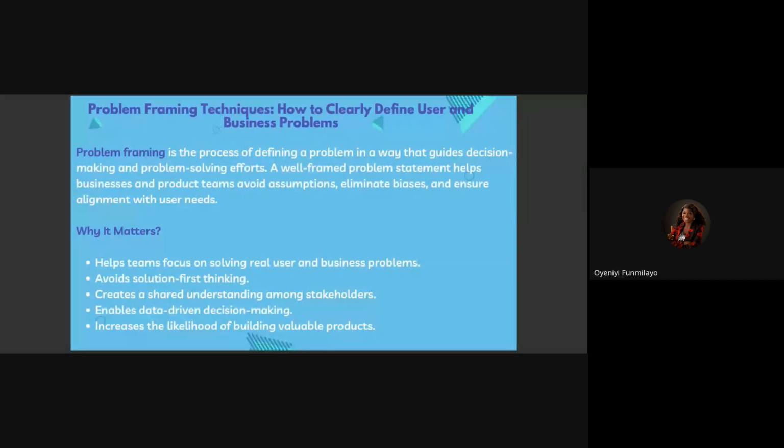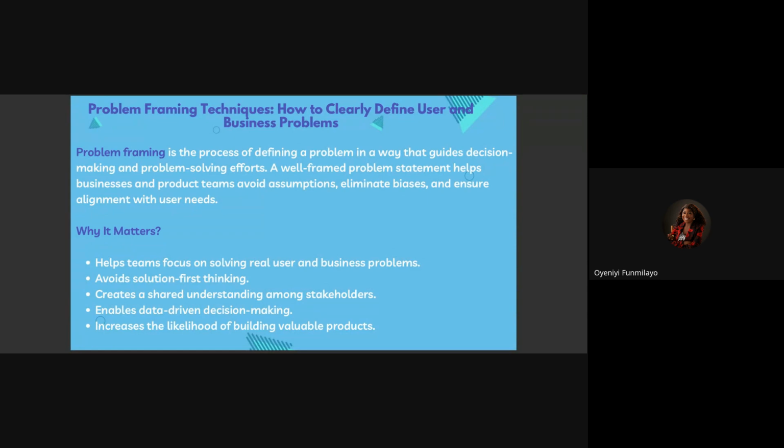So why problem framing matters is that it will help us avoid solution-first thinking, because that's not really a good approach, right? It's very important to focus first on the problem before you start coming up with a solution. Because if you're able to understand the problem very well, you'll be able to come up with the best solution.